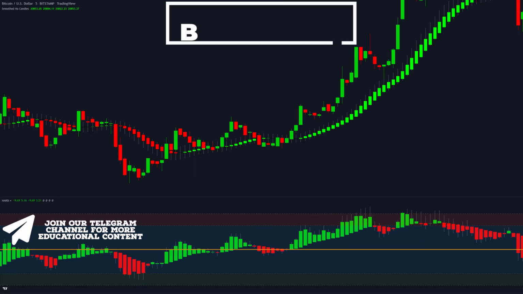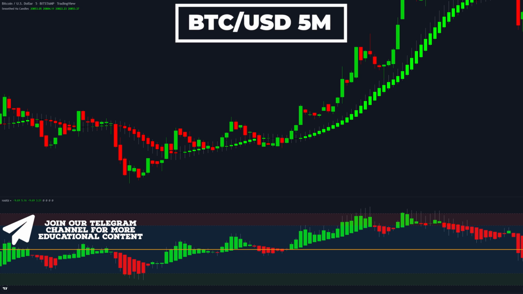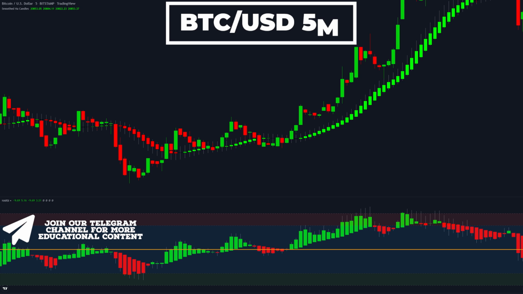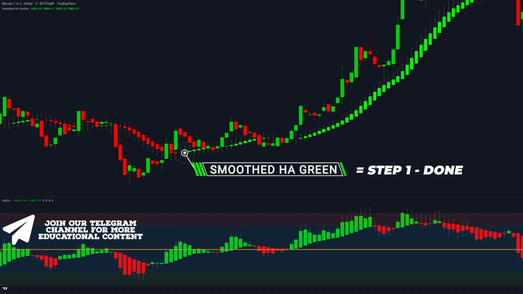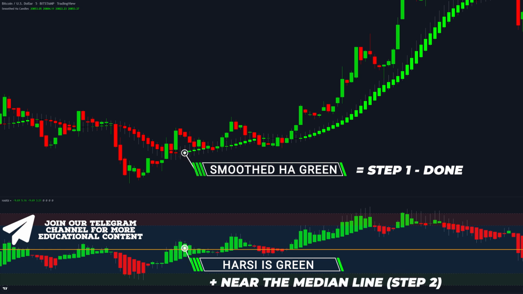Here's Bitcoin 5-minute time frame. We also want to add that this strategy can show a lower win rate on the 5-minute and lower time frames, due to the more frequent signal nature. So, we get a green smooth Heikin Ashi candle right here, so our first step is done. Next, we can see a green bar along the bottom, which is also relatively close to the orange line. So, our entry criteria are met and we can jump into the trade long.